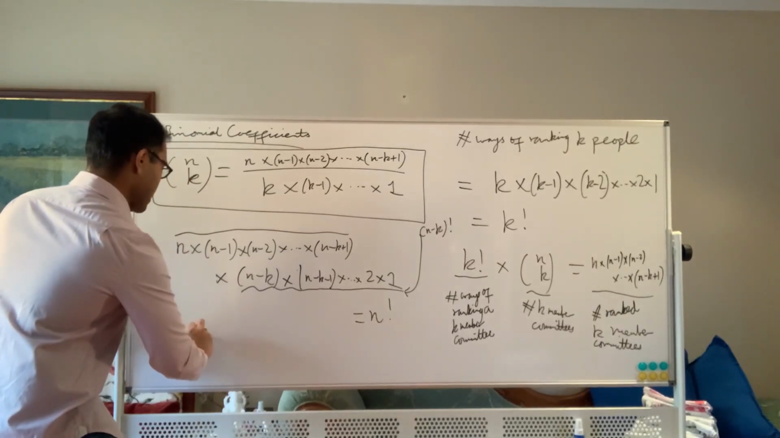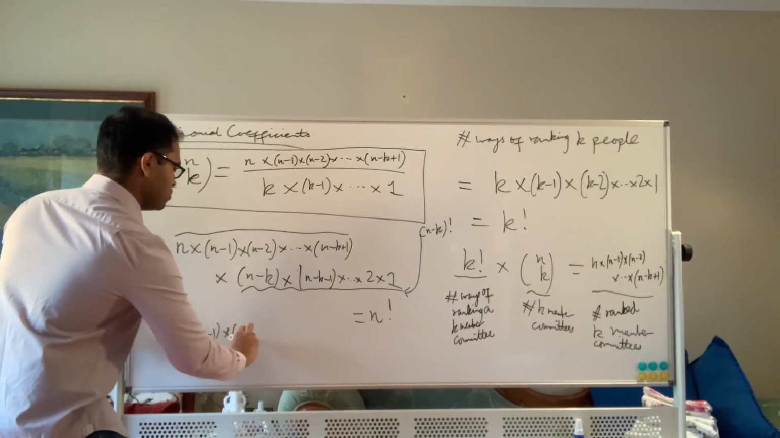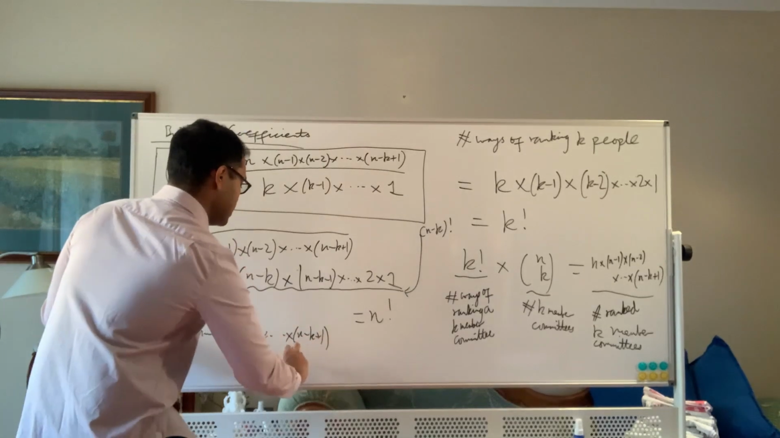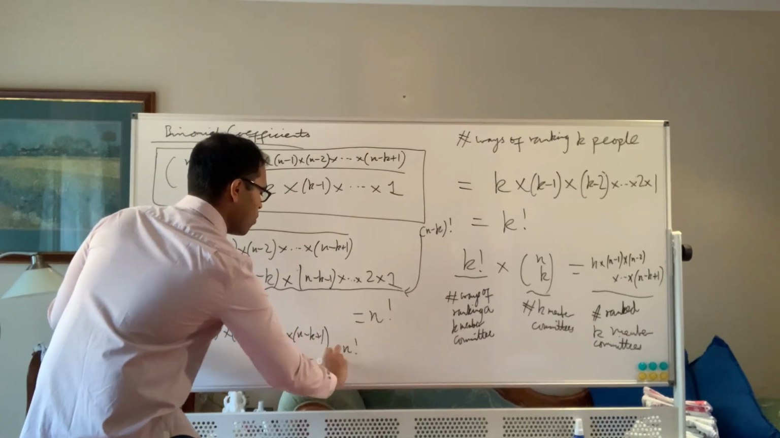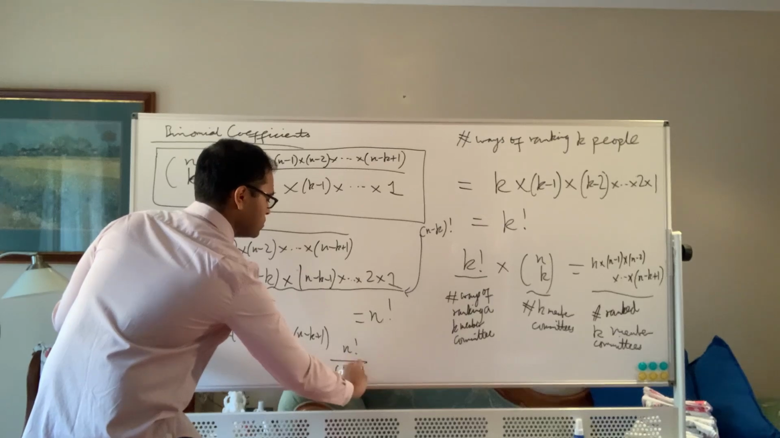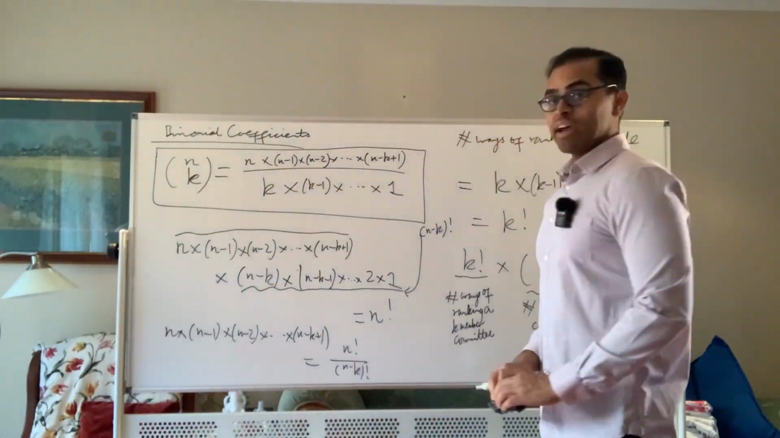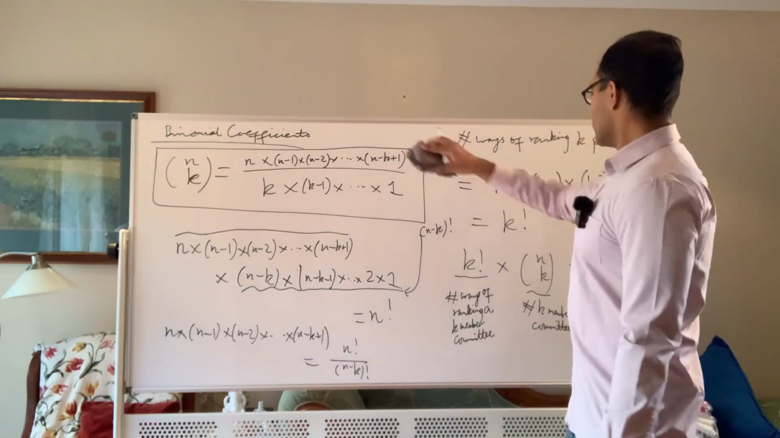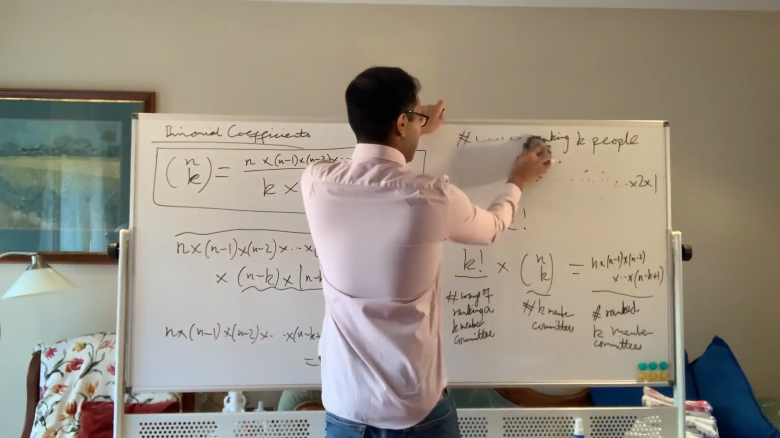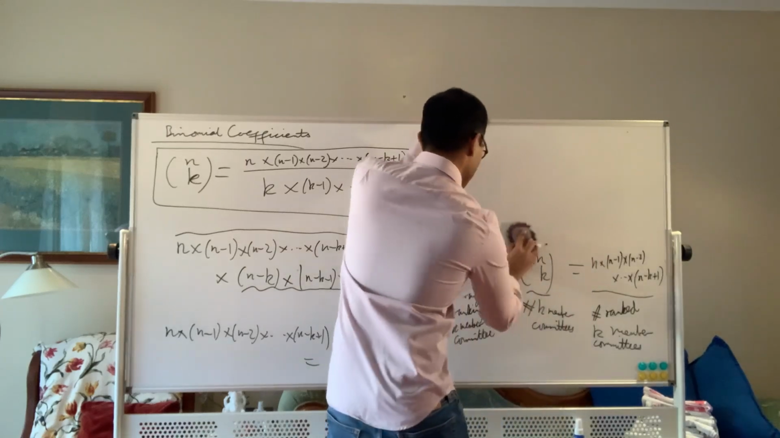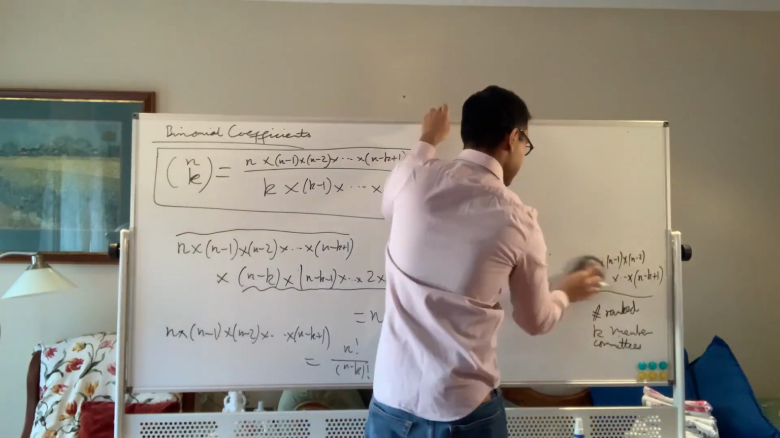N times n minus 1 times n minus 2 times dot dot dot times n minus k plus 1 is just going to equal n factorial over n minus k factorial. Another way of writing that in terms of factorials, and now we can write this formula in a very standard way. You know, if you've seen n choose k, if you Google Wikipedia, it's going to show you some formula, and that formula is the following.